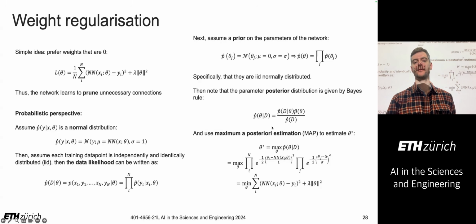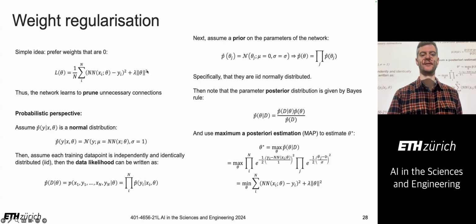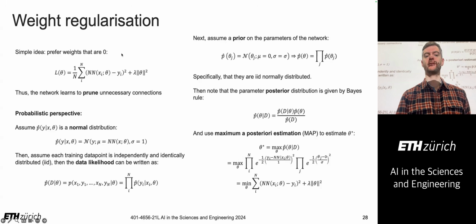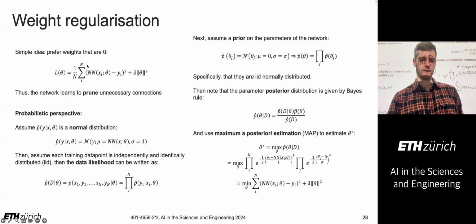So to maximize the posterior is just maximizing this object, and you can see that that's also equivalent to minimizing this loss function, which we stated at the start. So it's a nice probabilistic interpretation of doing weight regularization. Okay.